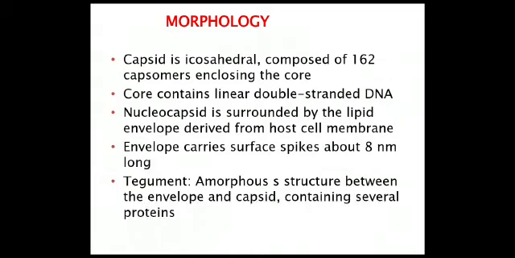Morphology of these herpes viruses: the capsid is icosahedral, which is composed of 162 capsomeres which enclose the core. The core contains a double-stranded DNA. The nucleocapsid is surrounded by a lipid envelope which is derived from the host cell membrane. These envelopes carry spikes which measure about 8 nanometers in length. There is also an amorphous space between the envelope and the capsid, which is called the tegument. This tegument carries several proteins.